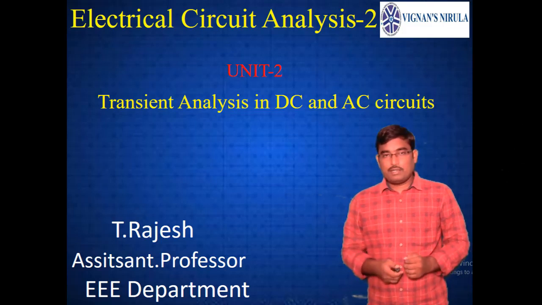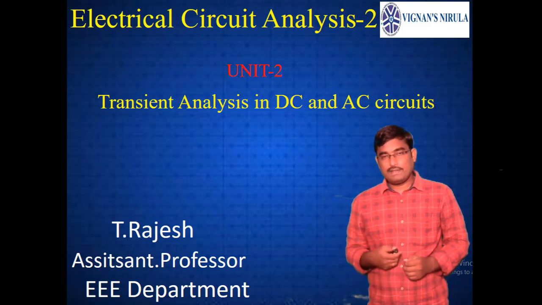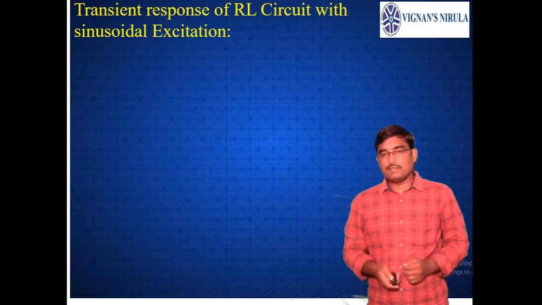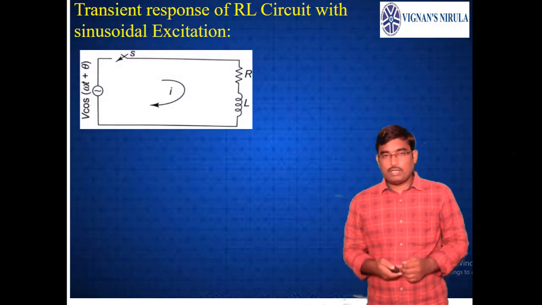In the previous lecture, I explained about the DC transient analysis. Now we are going to see the AC transient analysis. In that, the first case is transient analysis of RL circuit connected to AC supply, that is sinusoidal excitation. So see the circuit. Here we are having RL circuit which is connected to AC supply.